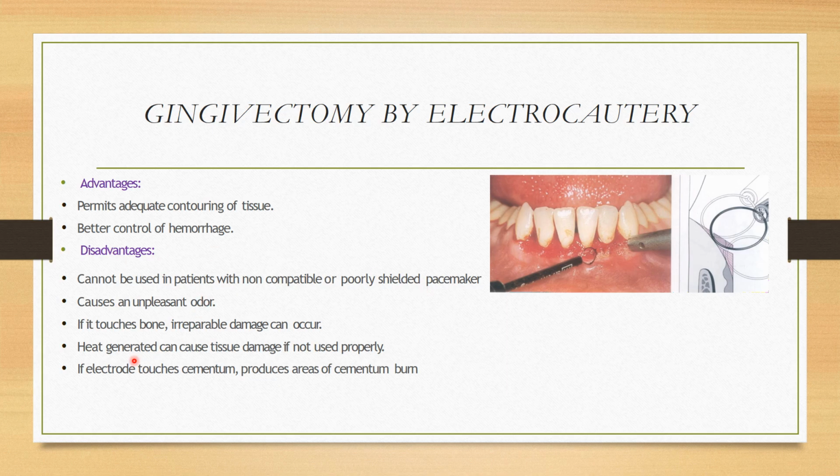Obviously, cauterization will happen. If it touches bone, irreparable damage can occur to the bone, and the heat generated can cause tissue damage even. And if the electrode touches cementum, it can cause a cementum burn. So these are the advantages and disadvantages of gingivectomy by electrocautery.